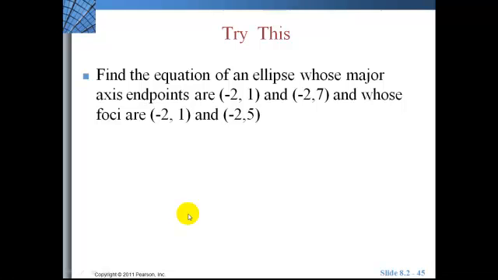Try this. Find the equation of an ellipse whose major axis endpoints are -2, 1, and -2, -7, and whose foci are -2, 1, and -2, 5. First thing you want to do, draw a picture. Then find the midpoint and go from there. Pause the video while you work it out.